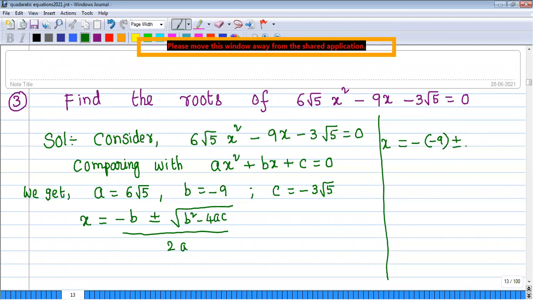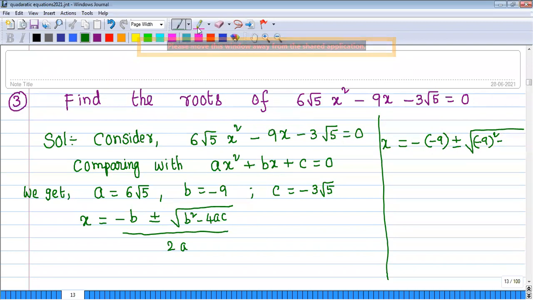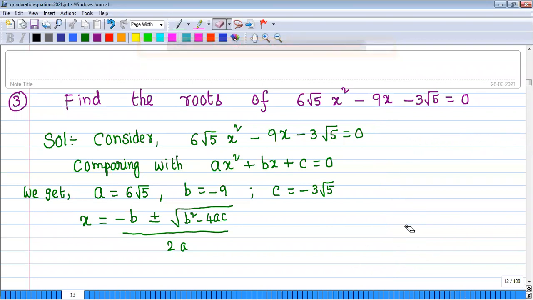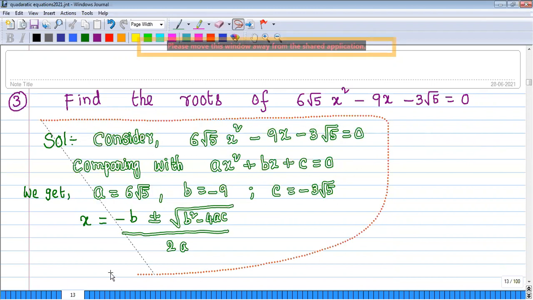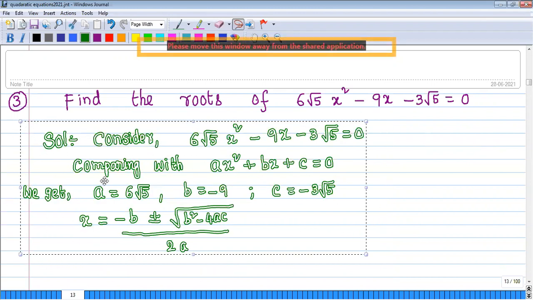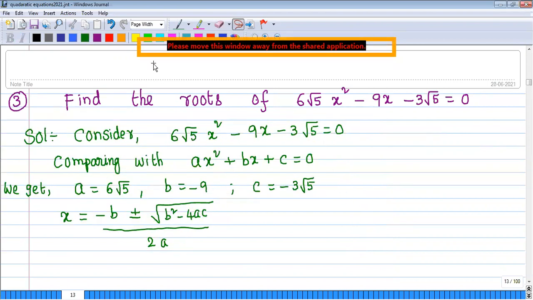Plus or minus root of b square. B square means minus 9 square. Minus 4 times. Okay, here space is not there. One minute. Let us do it spaciously.